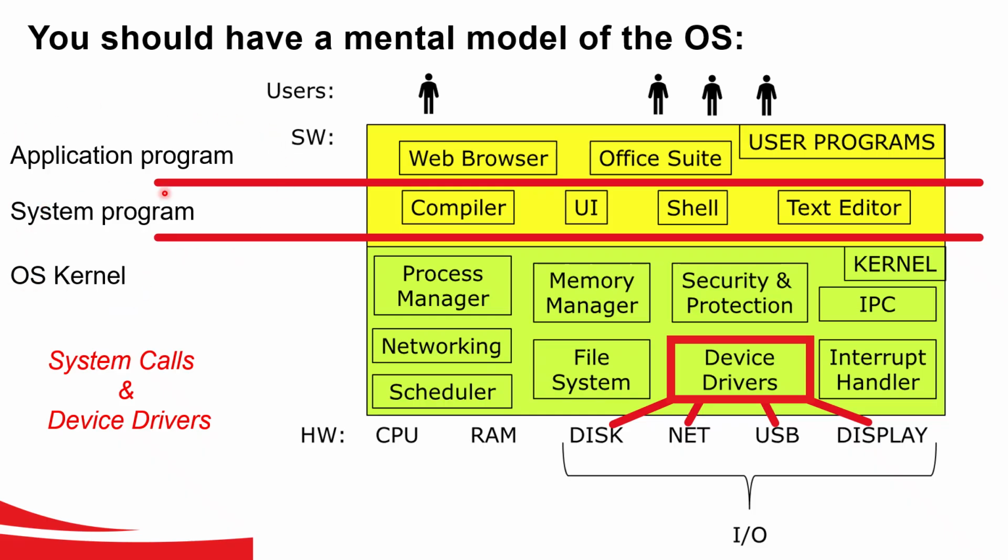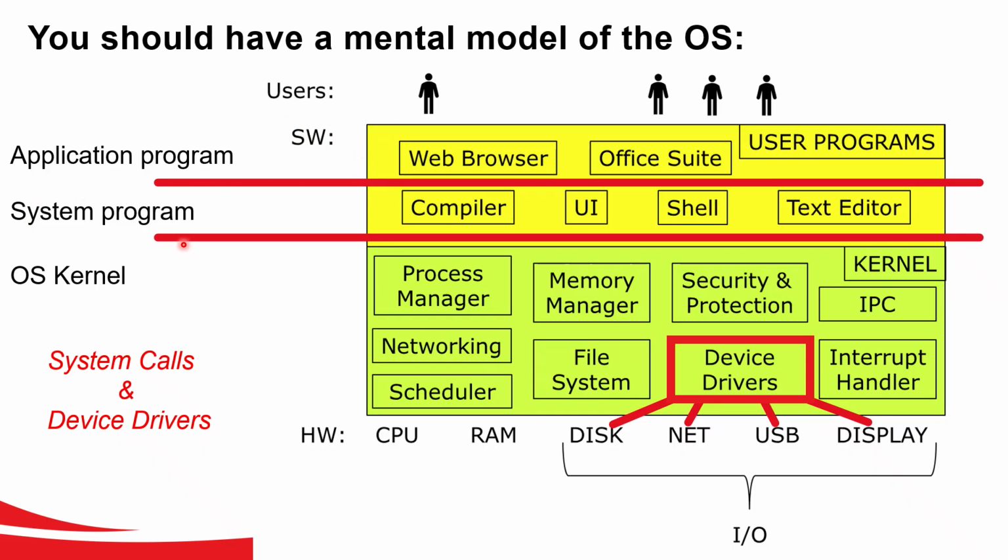So the application programs, these are the types of things that users might download and install on their system. They're entirely in the user space. They're high-level programs that offer some kind of service that the users want. So, Microsoft Office Suite, your web browser, all these things, any applications you might download and install on your computer.